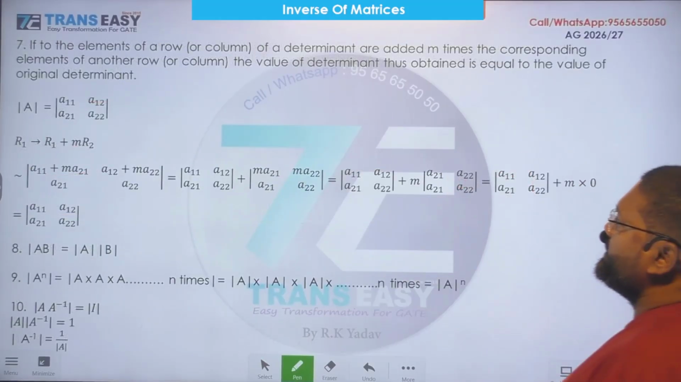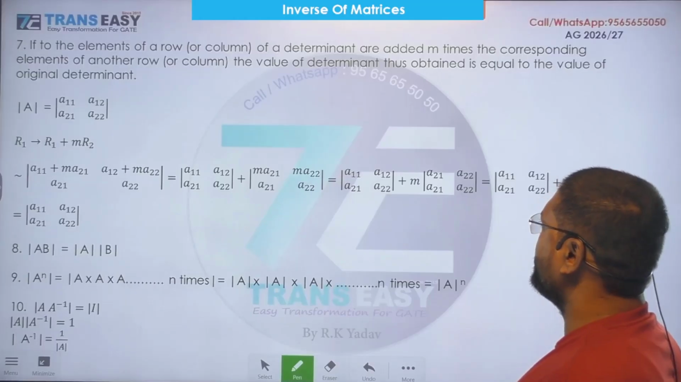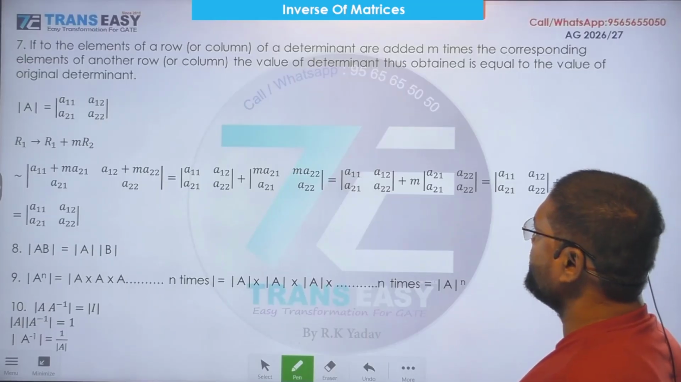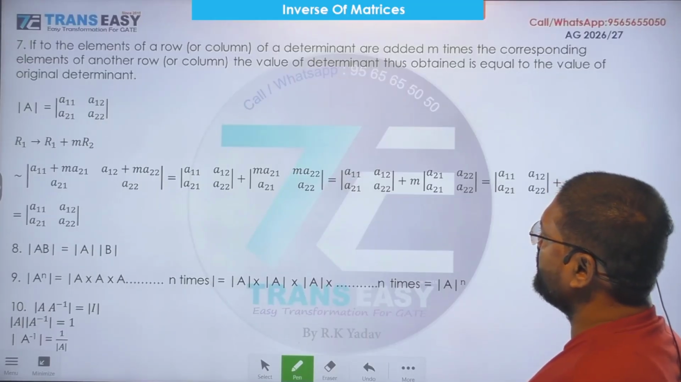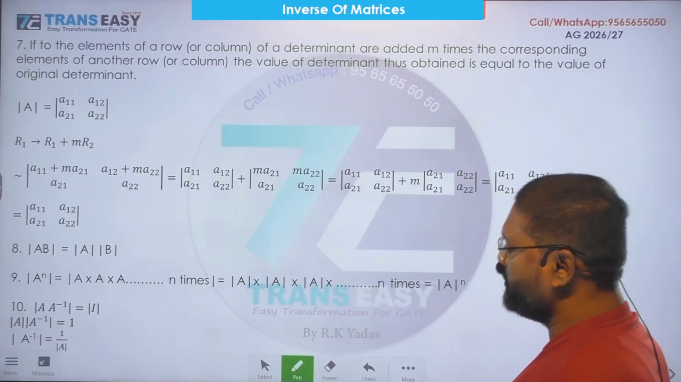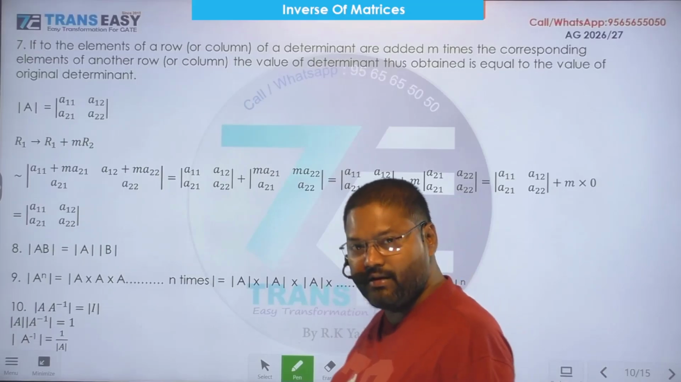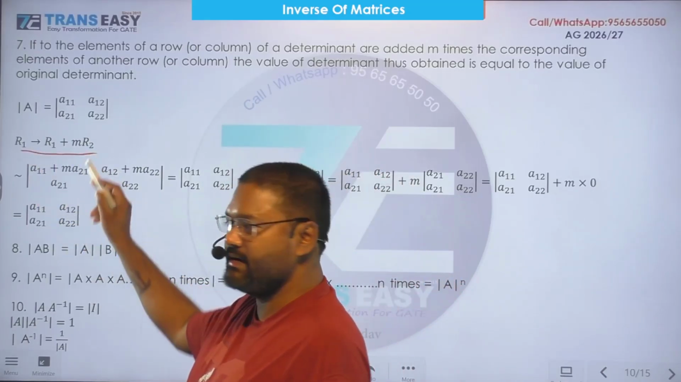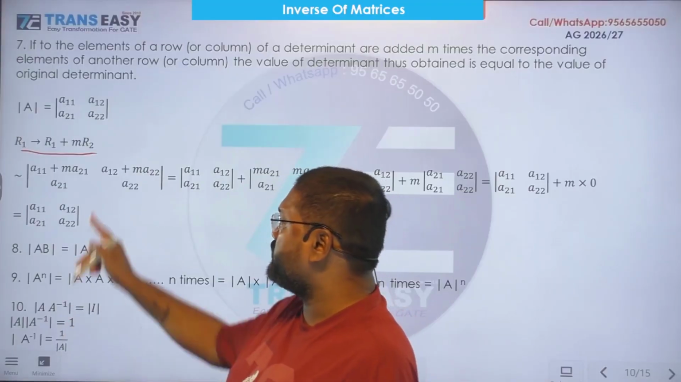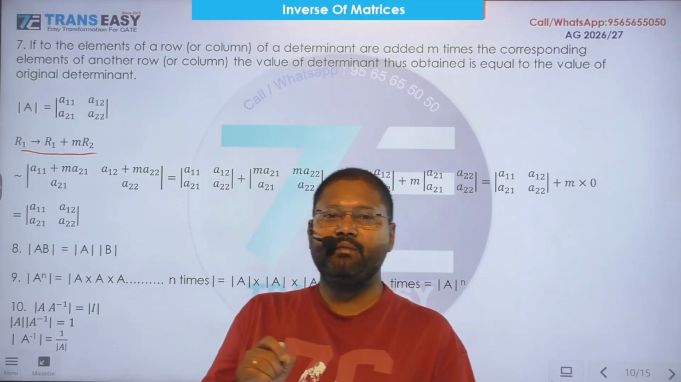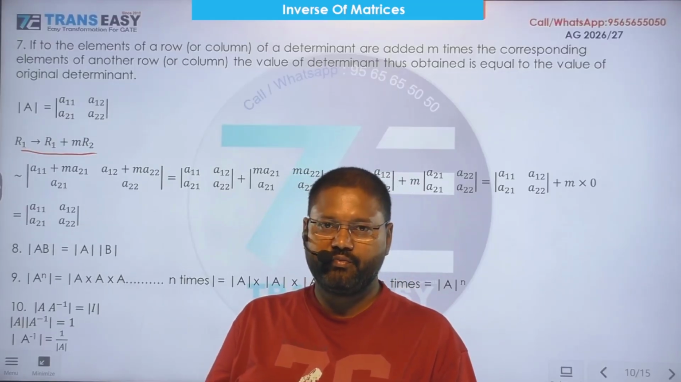If to the elements of a row of a determinant are added m times the corresponding elements of another row or column, the value of the determinant thus obtained is equal to the value of the original determinant. Dear friends, here we are going to impose this elementary transformation. First row is replaced by first row plus m times second row.